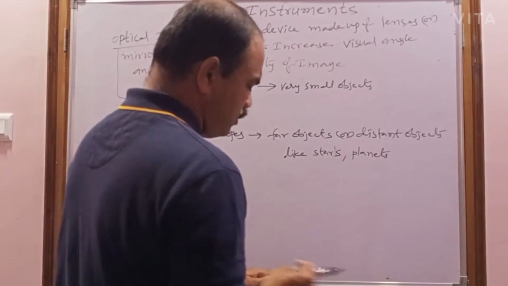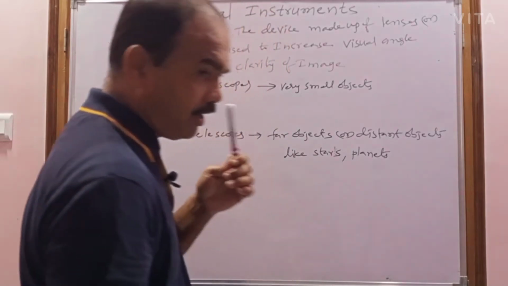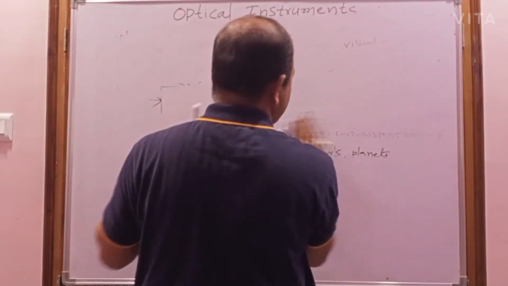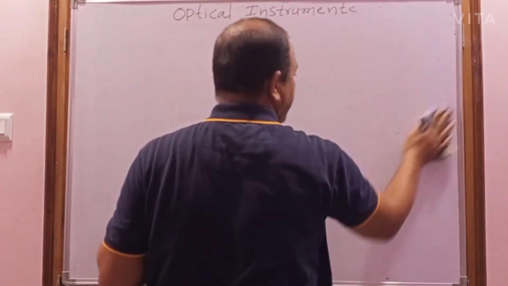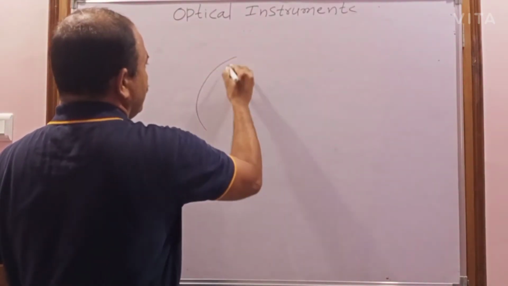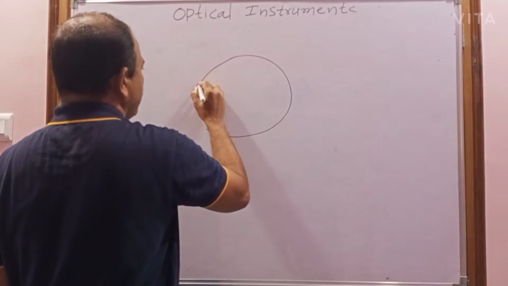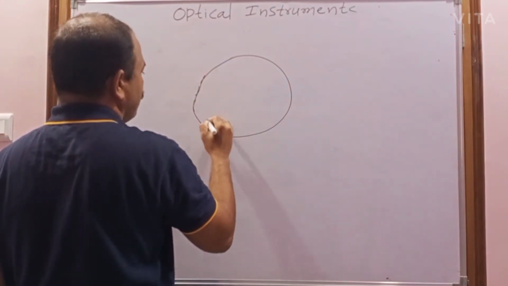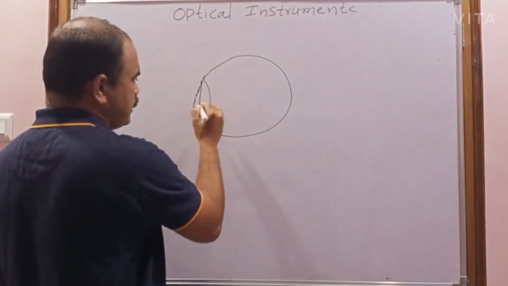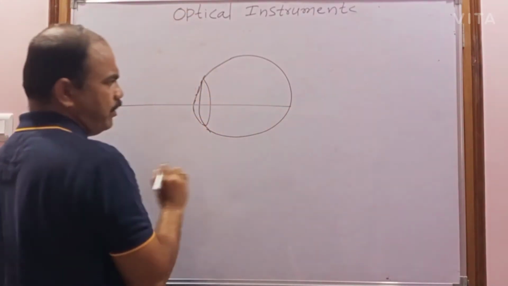First of all, remember that our eye is also an optical instrument, because our eye is also made up of a lens. The lens is a convex lens. Consider this is our eye and this is the lens. It is made up of which type of lens? Convex lens. This lens forms the image on the retina.